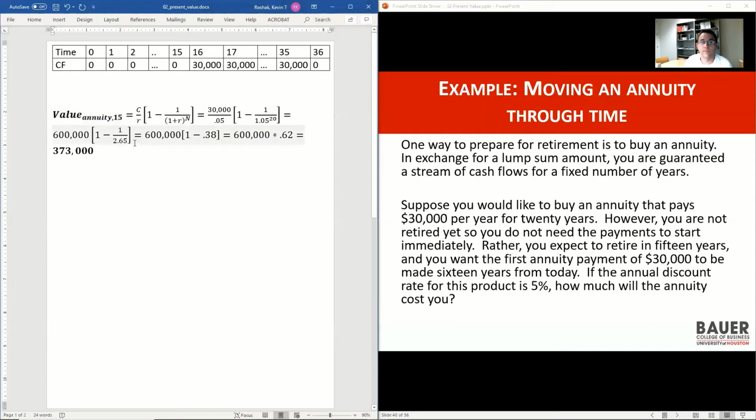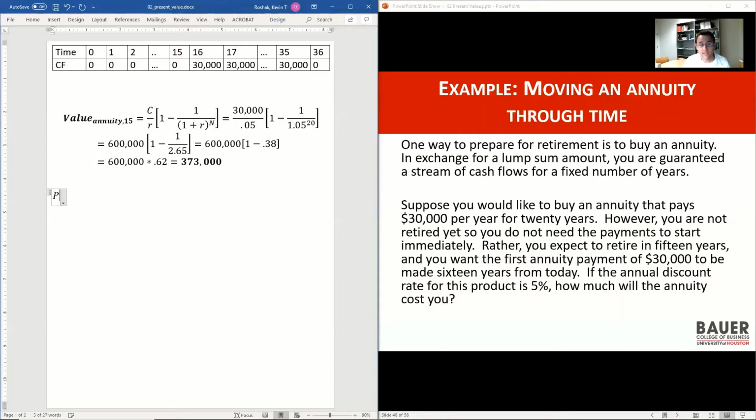Okay. It's the value of an annuity just from a straightforward annuity formula. The only subtlety is that we're sitting in year 15 because the cash flows start in year 16. Okay, so that's a stumbling block here. The question is asking, how much will the annuity cost you today? Right? You're not sitting in year 15. 15 is when you retire. You still got 15 years to work before you retire. So this whole valuation is sitting in year 15.